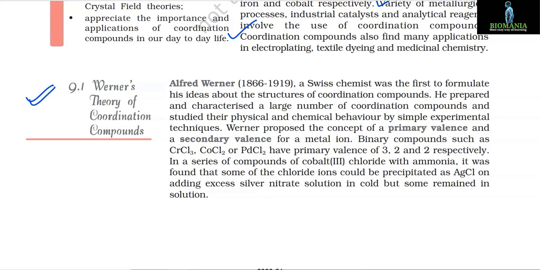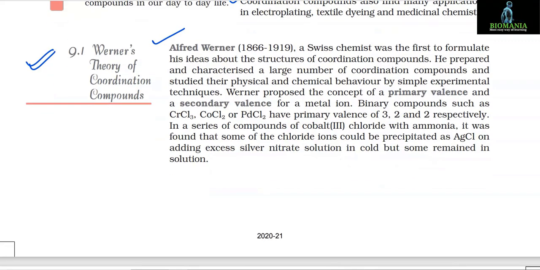9.1 Werner's Theory of Coordination Compounds. Alfred Werner, 1866 to 1919, a Swiss chemist, was the first to formulate his ideas about the structures of coordination compounds. He prepared and characterized a large number of coordination compounds and studied their physical and chemical behavior by simple experimental techniques. Werner proposed the concept of a primary valence and a secondary valence for a metal ion. Binary compounds such as CrCl3, CoCl2 or PdCl2 have primary valence of 3, 2 and 2 respectively.